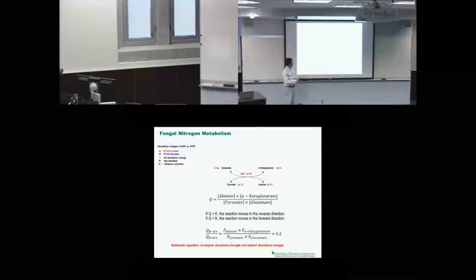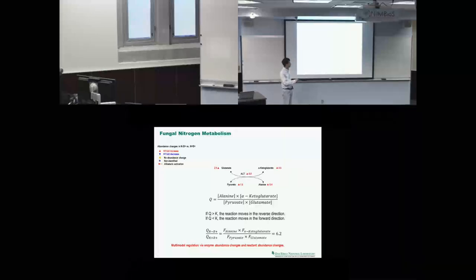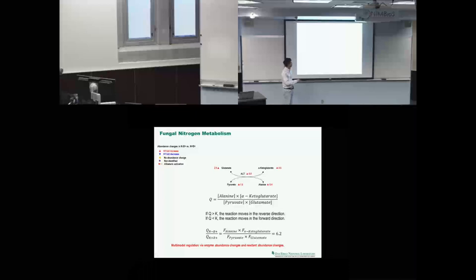So this also makes sense. You can see that these two reactants have a much higher concentration increase than the product on this side. That means by the principle of thermodynamics, the organism really wants to push the flux from alanine to glutamate. And it also increased the enzyme abundance to accommodate the higher flux. So this also implies that this fungal organism can achieve this kind of regulation by multimodal regulation. In this case, it increased the enzyme abundance and also the reactant abundances.